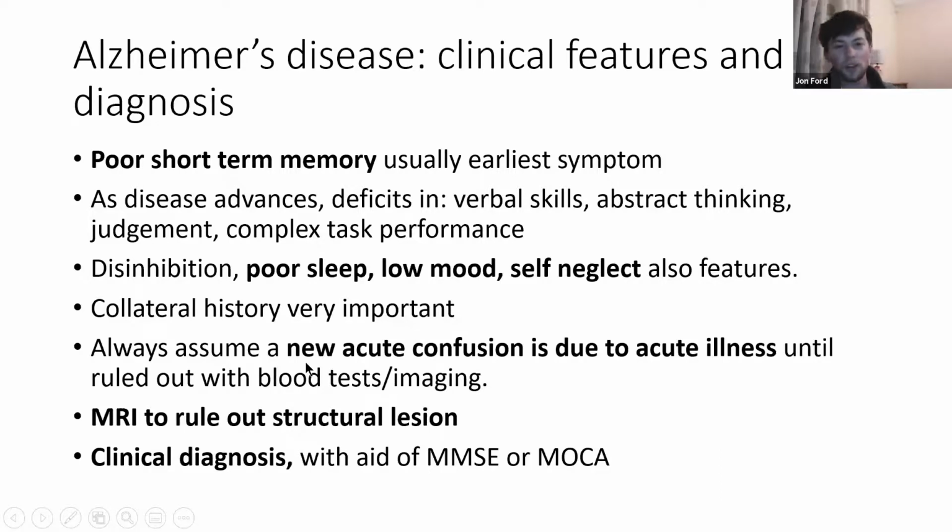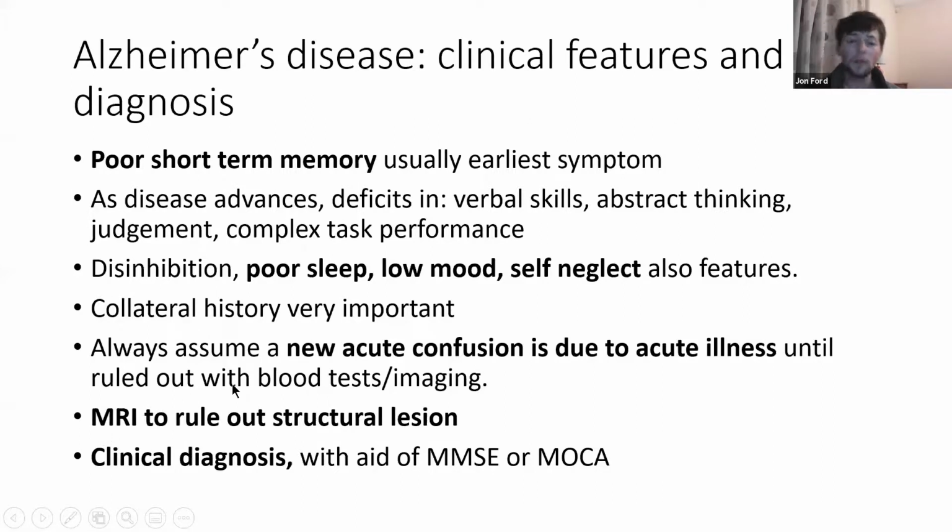Often the patient doesn't have very good insight into their function. They tend to have poor sleep, low mood, they're sometimes disinhibited, and self-neglect is also a feature. Always get a collateral history. If that ever comes up in an OSCE, it's a patient who has Alzheimer's disease, always remember for dementias, a collateral history is super important. And if somebody presents with a new confusion, then you want to be thinking of acute illness, because that's the reversible stuff that you need to rule out before you can diagnose something that's progressive and irreversible like Alzheimer's.